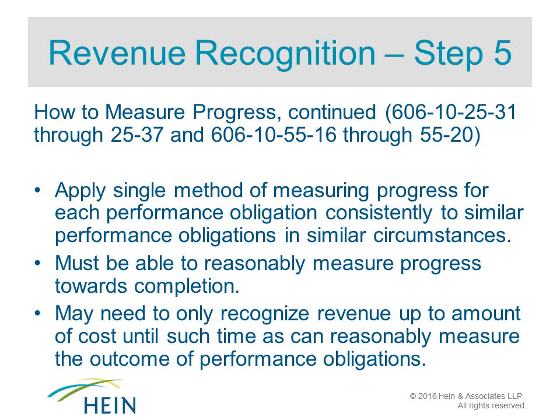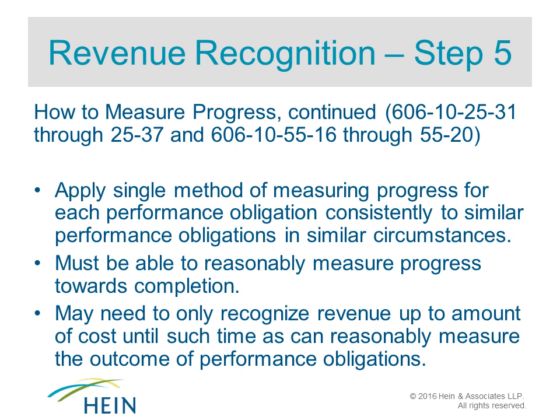So then a couple additional points on that is that we're required to use a single method of measuring progress for each performance obligation, and that should be consistent to similar performance obligations. An element of constraint here is that the company must be able to reasonably measure progress towards completion. So again, this is somewhat similar to legacy GAAP. We must be able to reasonably measure progress towards completion in order to utilize the recognition over time.